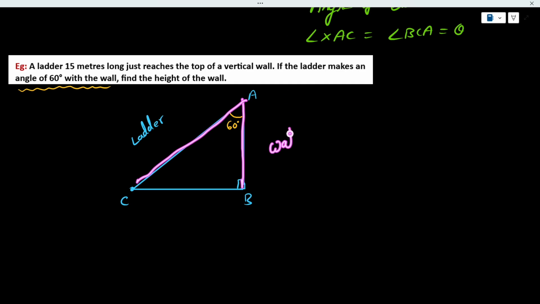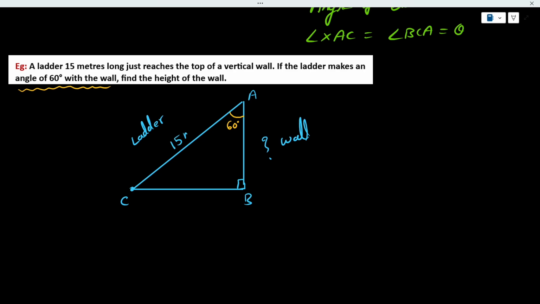So this is your wall. If they say angle of elevation, then it is going to be angle BCA here. This is your angle of elevation, right? So read the question carefully. Whatever they have given, you need to do the marking as per that, right? We need to find the height of the wall, which is this. How are we going to find it?